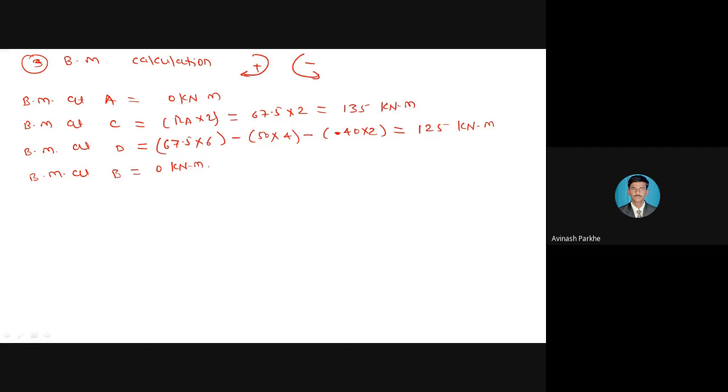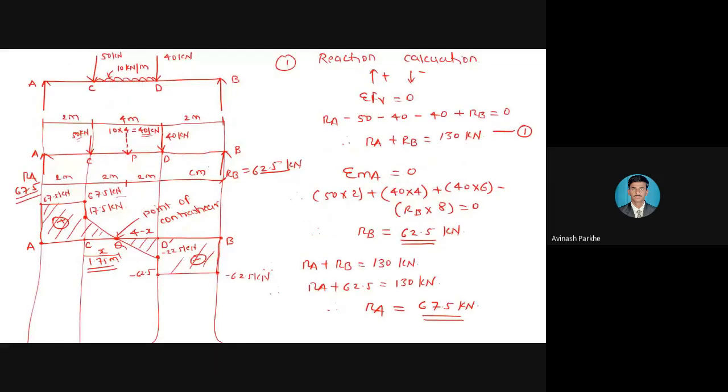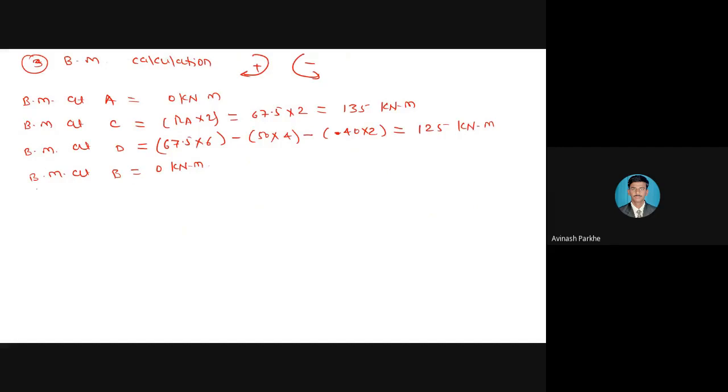Now these are the bending moment calculations for the original points A, B, C and D. But in addition to that, in the shear force diagram, you got one point which is called point Q, the point of contra shear, where shear force is 0. At that particular point Q, the bending moment will be maximum. So we have to calculate the maximum bending moment also. Therefore, maximum BM calculation at point Q.